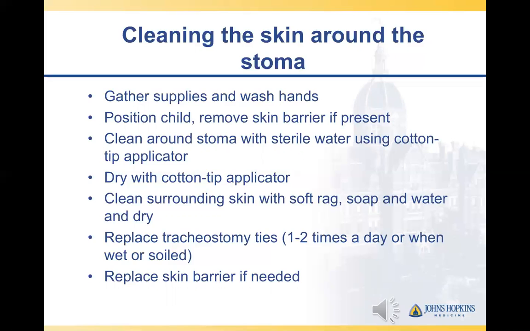You can then clean the neck with a soft rag and mild soap and water or sterile water. You want to remember to wipe away from the stoma so that you're not pushing water into the stoma. You then dry the neck. Replace the tracheostomy ties. You'll want to replace tracheostomy ties 1 to 2 times a day or whenever they're wet or soiled to help prevent skin breakdown. If your patient is using a skin barrier, replace that if needed.